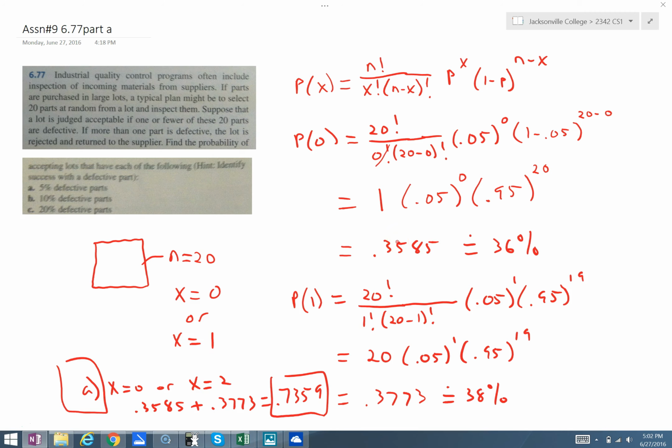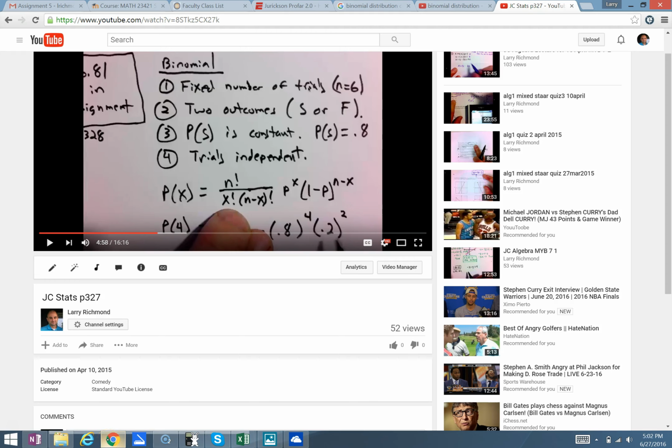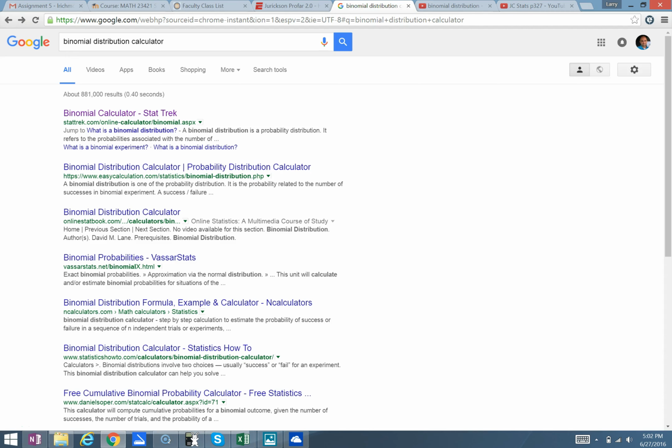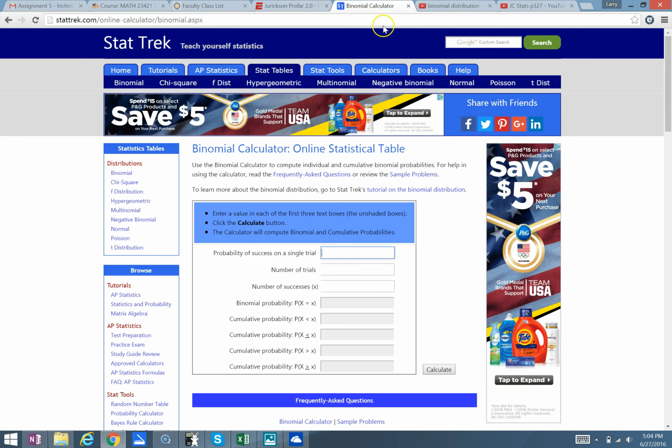All right. Now I'm going to show you one that you could use online. If you simply search binomial distribution calculator, the top one will say binomial calculator stat trek. Click on it. So now I'm on my binomial calculator. Probability of success for a single trial is 0.05. Number of trials, 20. Number of successes, 0.